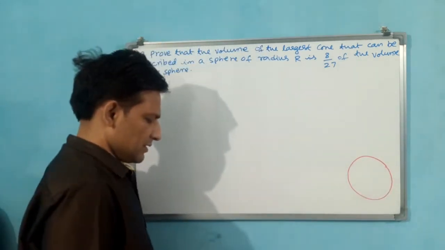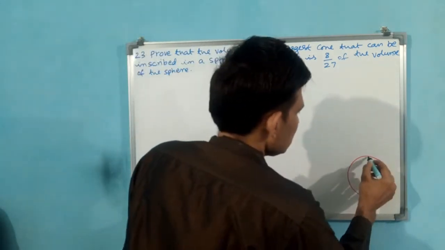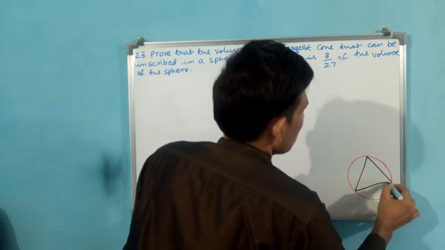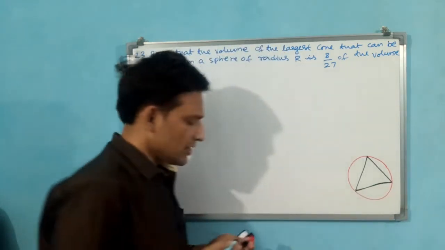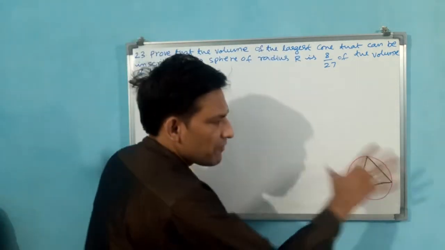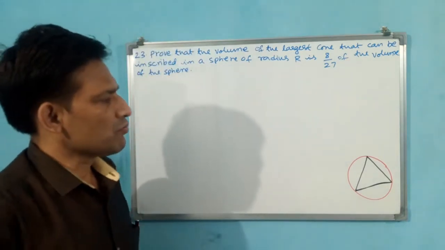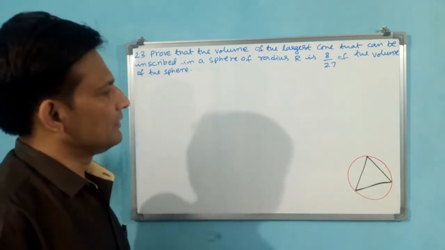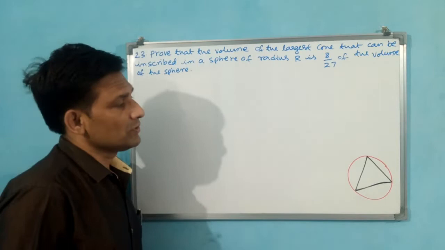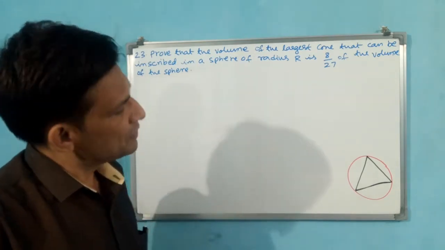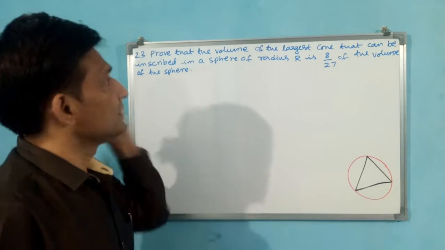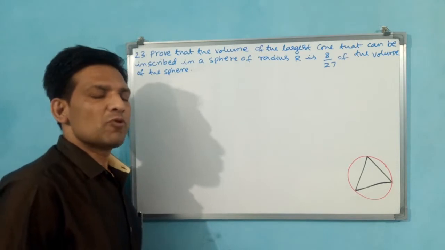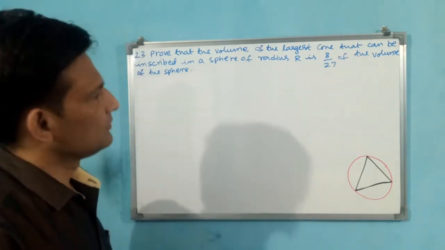You see, this is the sphere. This is the cone. Largest means the cone will fit exactly. This is the largest cone, exactly fit inside the sphere. Now what they are asking: largest means the cone volume should be made largest, so we should do the double derivation.